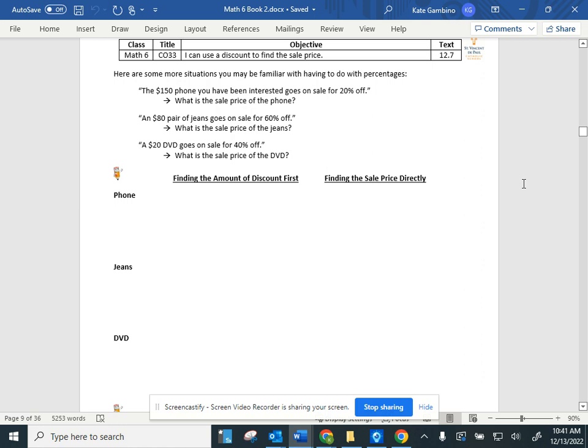Good morning. Today we are continuing with our unit on percentages. Today we are working on the discount, CO33s. I can use a discount to find the sale price.